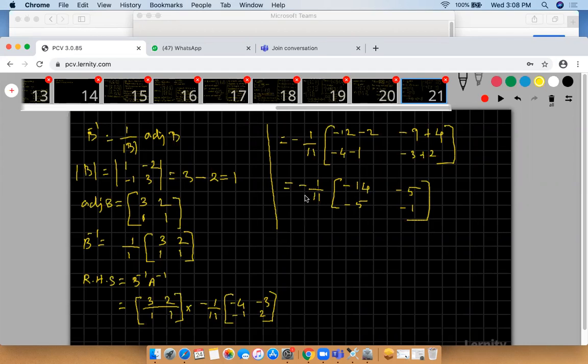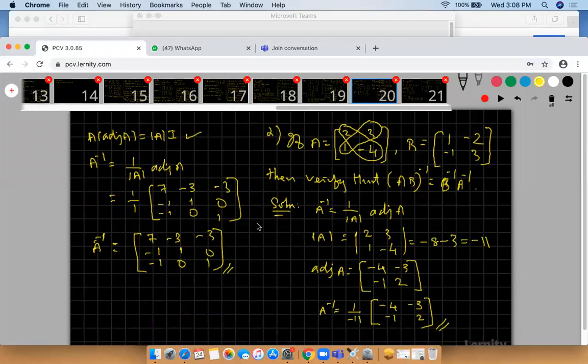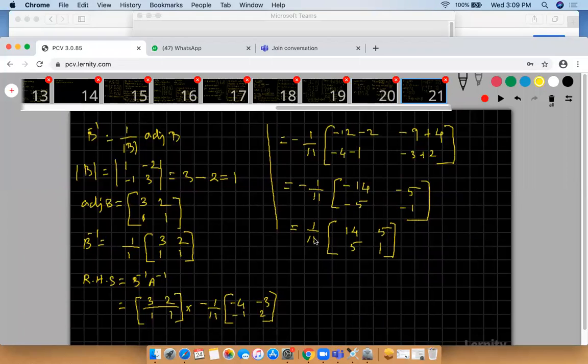Are you okay? Right. Here, the minus is common in all the terms. Take it outside. Okay. And here also minus is there. So therefore, it will become plus 1 by 11, [14, 5; 5, 1]. So this is your RHS. RHS means right hand side, this result. So you have to verify that left hand side, AB the whole inverse, is equal to B inverse into A inverse. I have found the answer for the right hand side, 1 by 11 [14, 5; 5, 1]. This is my RHS answer.